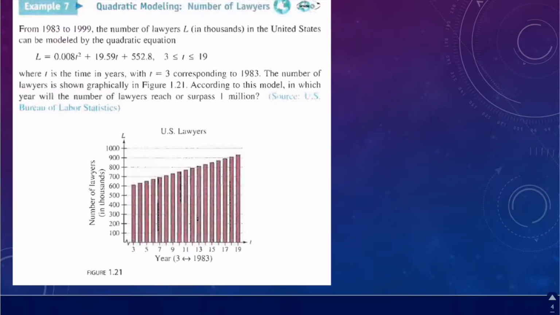Okay, for this next problem, this is example 7. We're using quadratic modeling and talking about the number of lawyers in thousands. So we have a model that they're giving to us where the number of lawyers in thousands is equal to 0.008 t squared plus 19.59 t plus 552.8.